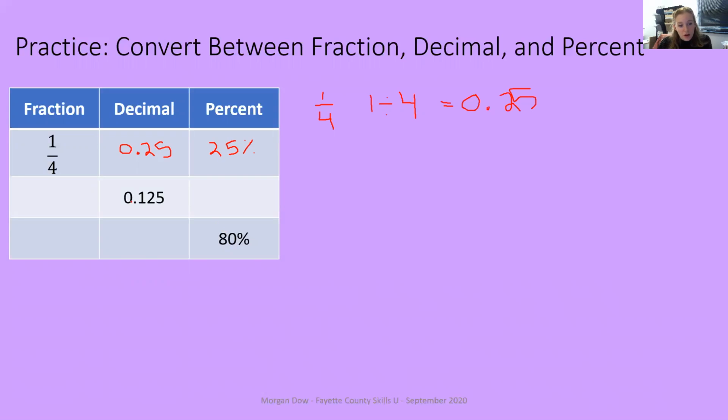All right, next row. We have a decimal of 0.125. Let's change that into a percent first. So if we have 0.125, how do we change it into a percent? We multiply by 100, which is the same thing as moving the decimal point over 2 places to the right. So this will become 12.5%.